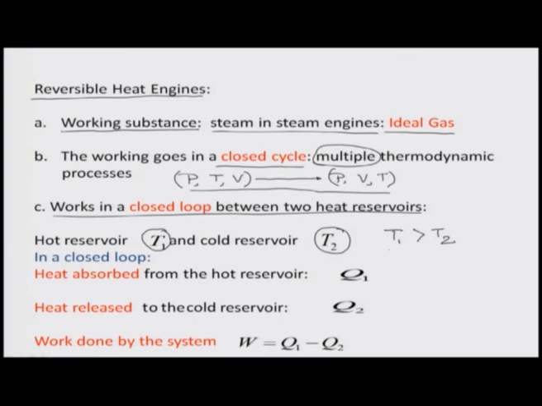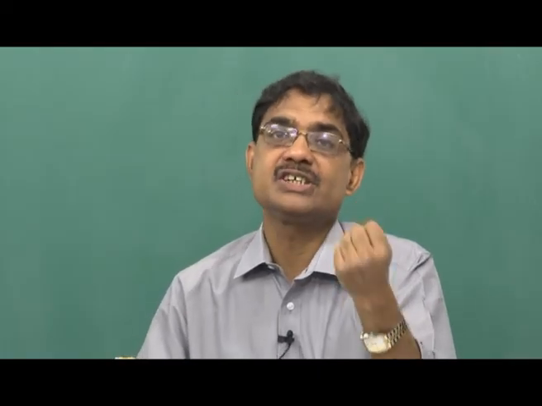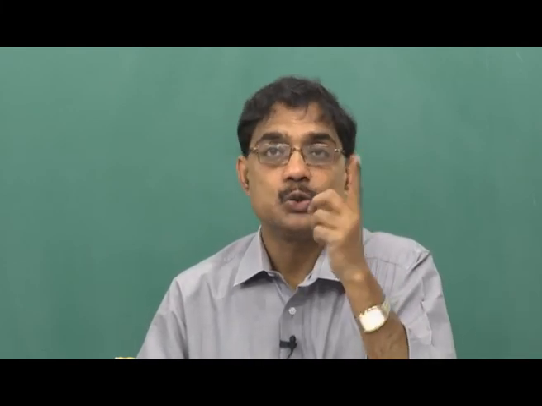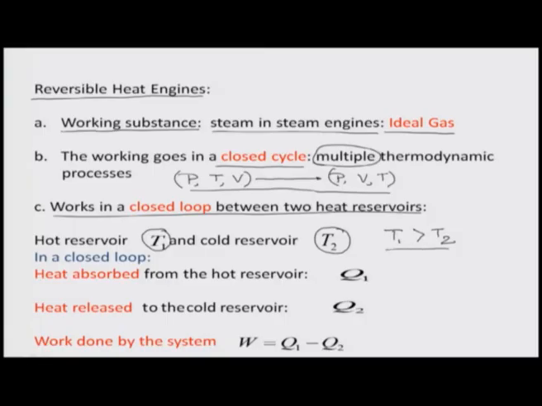They are reservoirs, they are very large. If you like, they have infinite heat capacity. How much heat you may extract from them, their temperature does not change. So T1 and T2 are fixed. An engine absorbs heat of amount Q1 from the hot reservoir, and it releases some heat Q2 to the cold reservoir, and you know conservation of energy, it tells us W is equal to Q1 minus Q2.